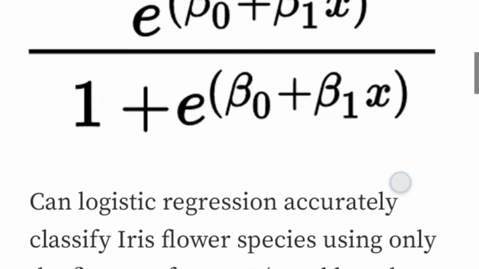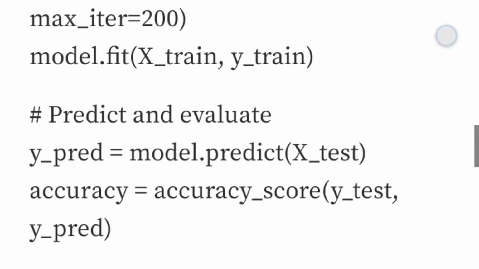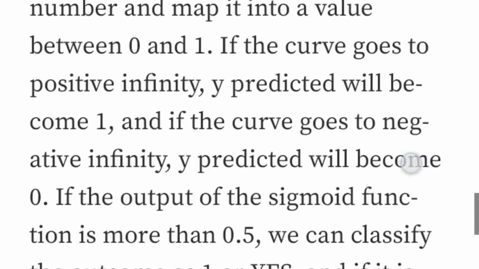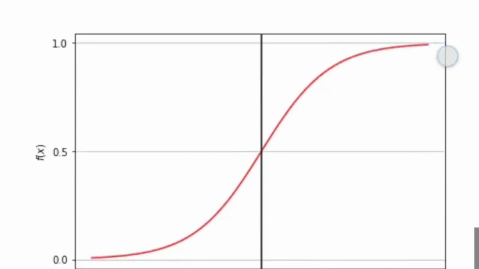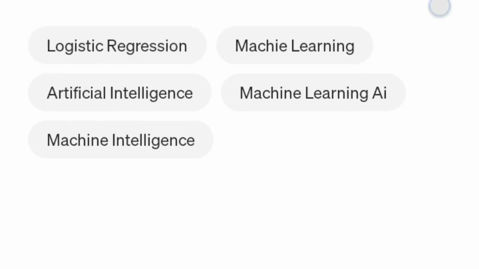So let's recap. Logistic regression is used for classification. It predicts probabilities. It uses the sigmoid function. Output is usually 0 or 1. If you understand this, you have built a strong foundation in machine learning.